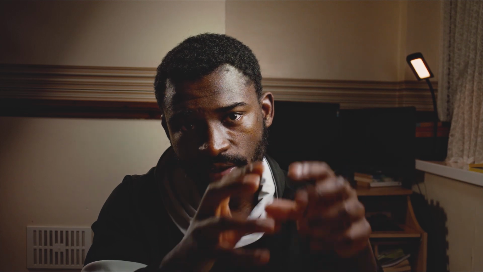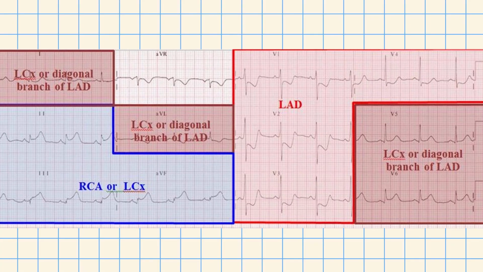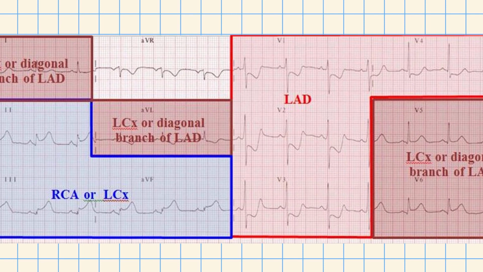Inferior myocardial infarction is occurring in an area supplied by the right coronary artery. If you see the infarction in the anterior areas, you know this is in an area supplied by the left anterior descending artery. If you see it in V5, V6, lead 1, AVL, you know this is the area supplied by the circumflex, and that is the lateral myocardial infarction.